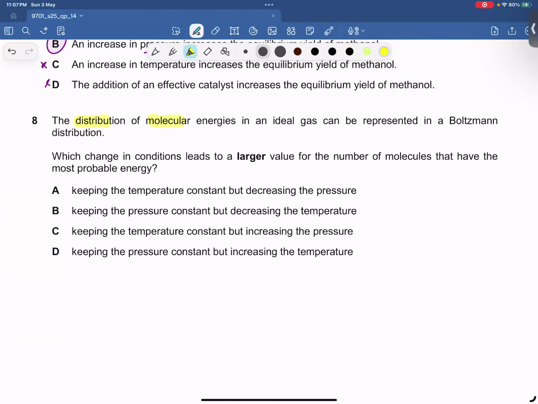The distribution of molecular energies in an ideal gas can be represented in a Boltzmann distribution. Which change in conditions leads to a larger value of the number of molecules that have the most probable energy? See, most probable energy, all right? The examiner is looking for the larger number of molecules. The number of molecules with the most probable energy has nothing to do with the pressure. It always depends on the temperature, all right? So option A is incorrect.